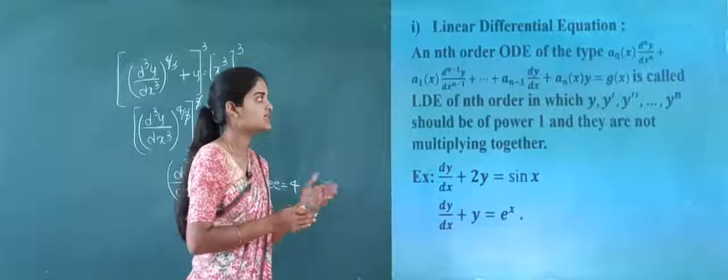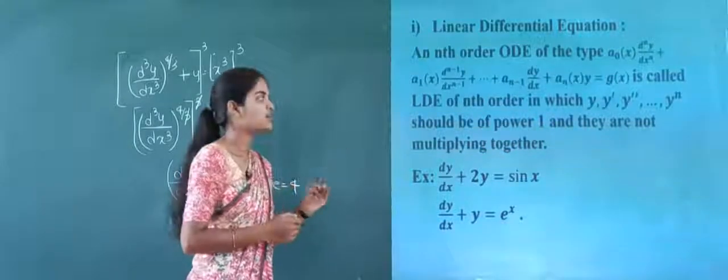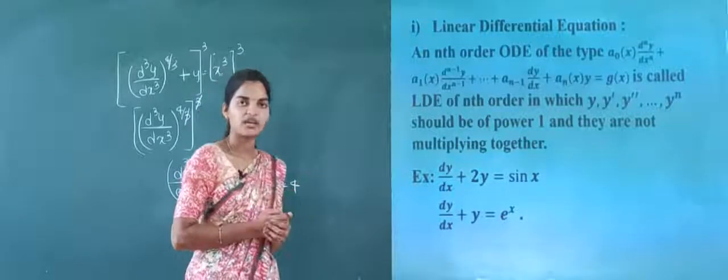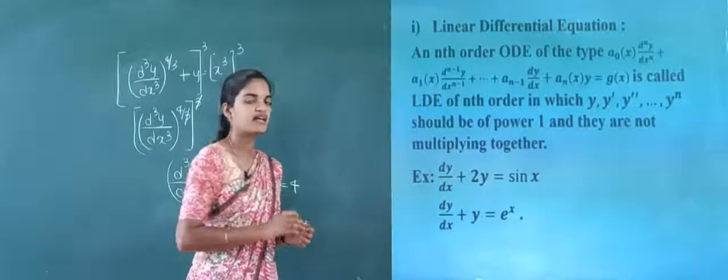Which are those? That is y, y dash, y double dash, so on up to y raised to n should be of power 1 and they are not multiplying together.